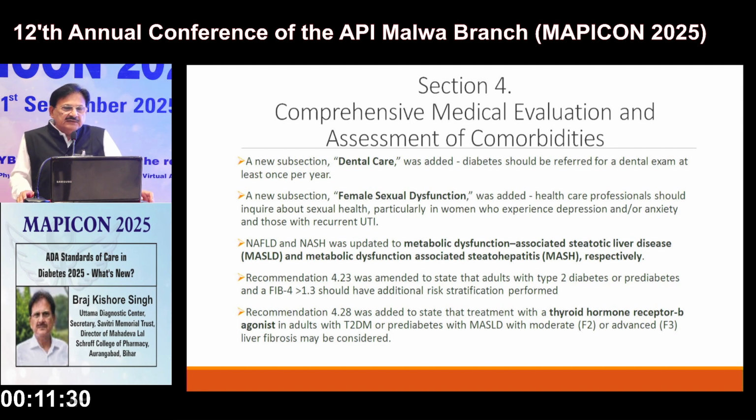And second, in the treatment module, a thyroid hormone receptor beta agonist in adults with type 2 diabetes mellitus or prediabetes with MASLD with moderate or advanced liver fibrosis may be considered. You all know that the thyroid hormone receptor beta agonist, resmetirom, is already in the market in America.